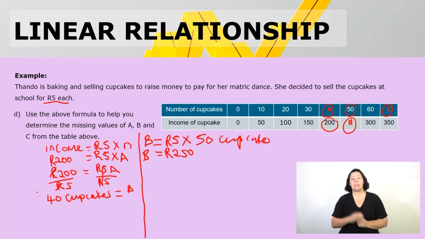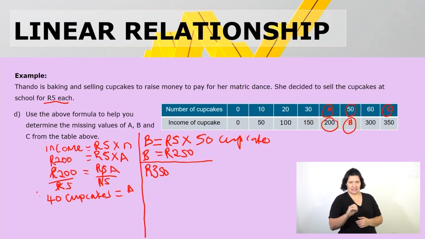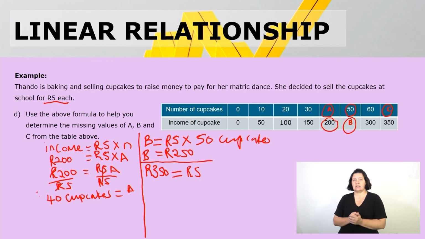Again, C represents the number of cupcakes. So the same method that we applied when we were looking for A will still apply when we calculate the value of C. So we say, our income is 350. If the income is 350, and she charges 5 rand per cupcake, how many cupcakes did she sell?